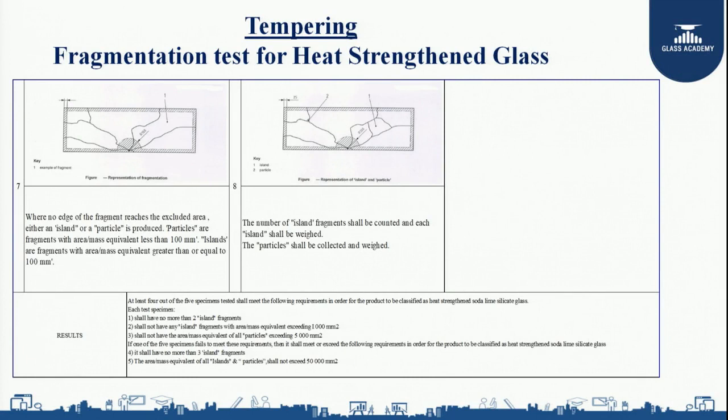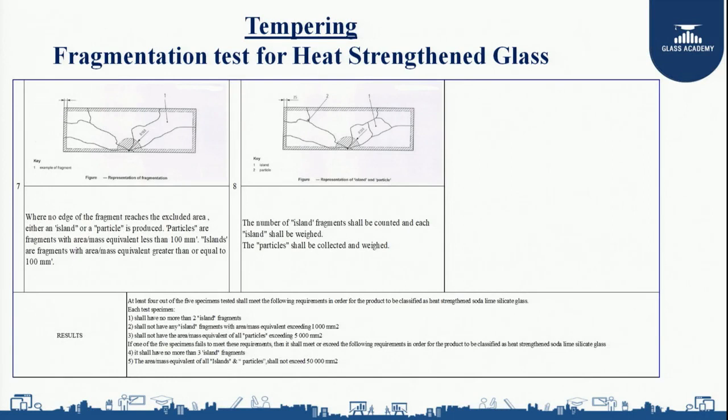Now how are you going to conclude? At least 4 of the 5 specimens tested shall meet the following requirements in order for the product to be classified as heat strengthened soda lime silicate glass. The points are: it shall have no more than 2 island fragments, shall not have any island fragment with area by mass equivalent exceeding 1000 square millimeter, and shall not have the area by mass equivalent of all particles exceeding 5000 square millimeter.